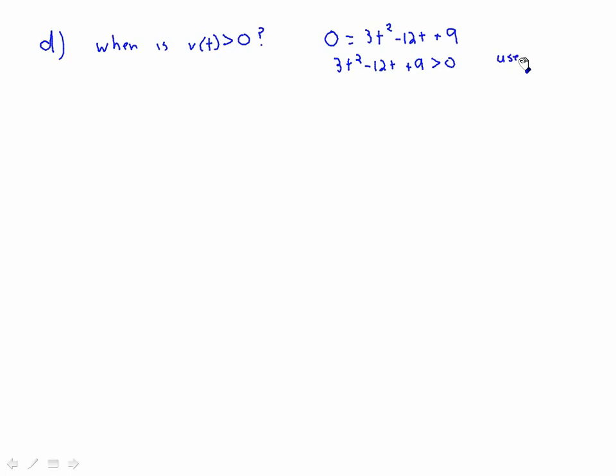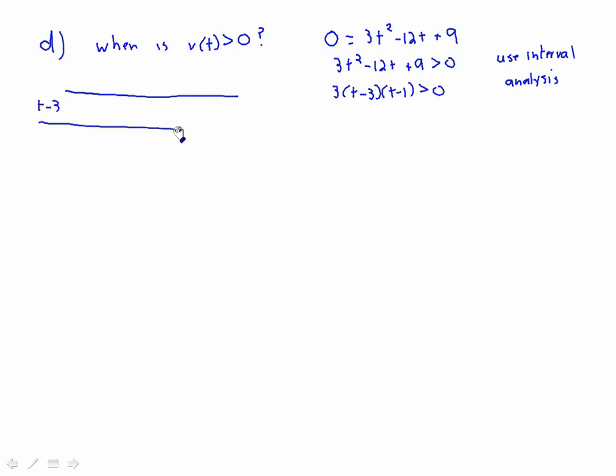So use interval analysis, which we did in the pre-calc section, because that's how you solve inequalities that have more than one factor in it, quadratic or higher or rational ones. So we recognize that when we factor this, I'll keep the 3 there even though it doesn't have any bearing. Based on what we saw previously, it's going to break down into this. So we set up the number line, and we take the 3 we don't need because it's positive, and we just take t minus 3.